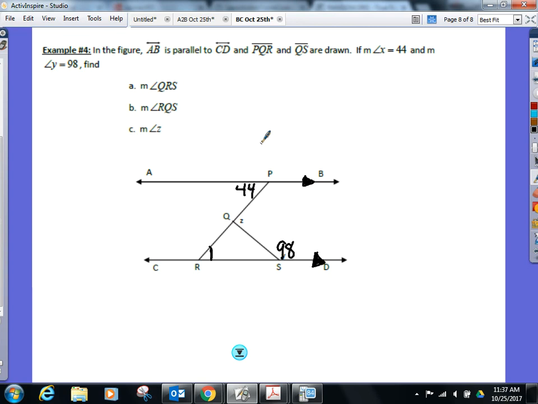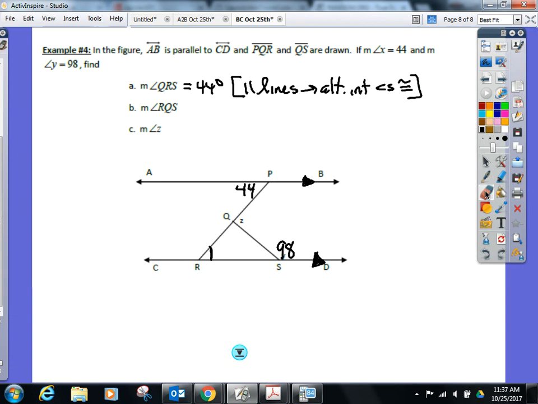Emily, you want to add on here? QRS is 44. Why? Because it's congruent to the original 44? Yes, and if the lines are parallel, what do we know? There you go. Parallel lines imply alternate interior angles congruent. Nice job. Okay, let's keep rolling here.